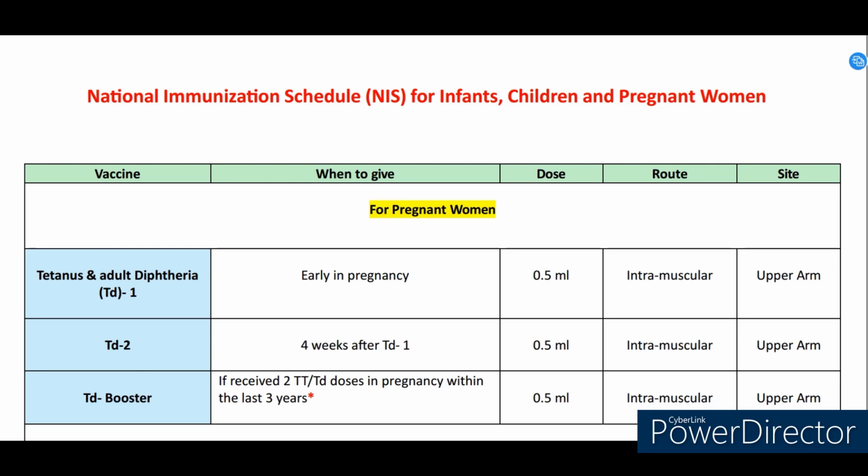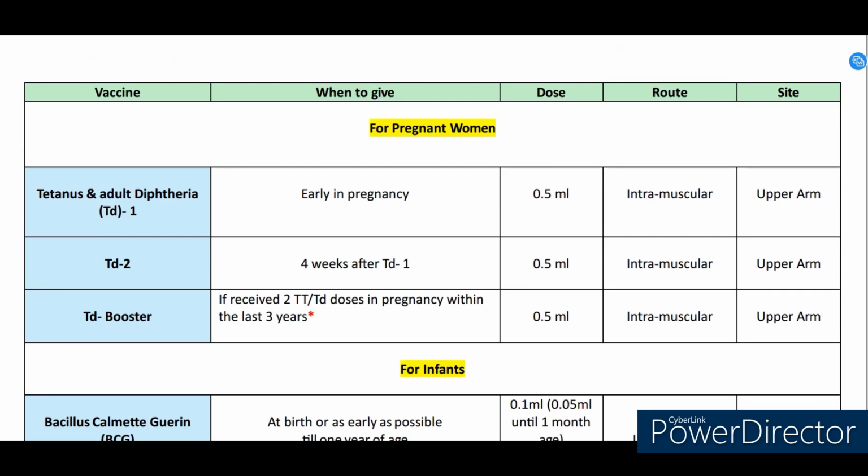To start with the pregnant women, three vaccines are given: TD1, TD2 and TD booster, tetanus and adult diphtheria. The first dose is given early in pregnancy, followed by TD2 4 weeks after TD1, and TD booster is given if they receive 2 TT or TD doses in pregnancy within the last 3 years. All the three vaccines are given intramuscularly to the upper arm and the dosage is 0.5 ml.